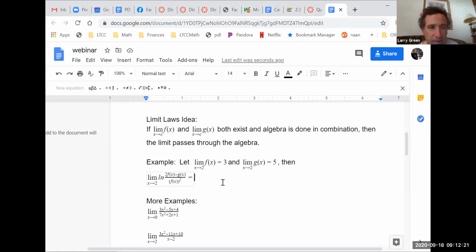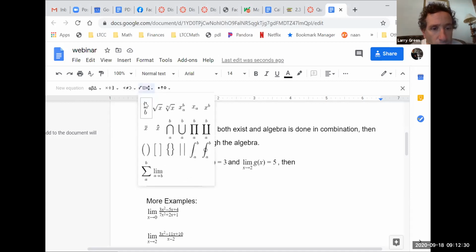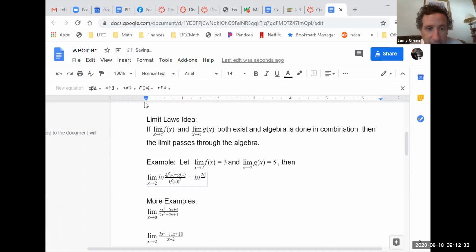3 and 5 are numbers, and let's just plug in: ln of (2 times 3 minus 5) over 3 squared. And this works. Isn't that wonderful? So if you could plug in and it works, then plug in and let it work. Sound good? And that's the big theorem.